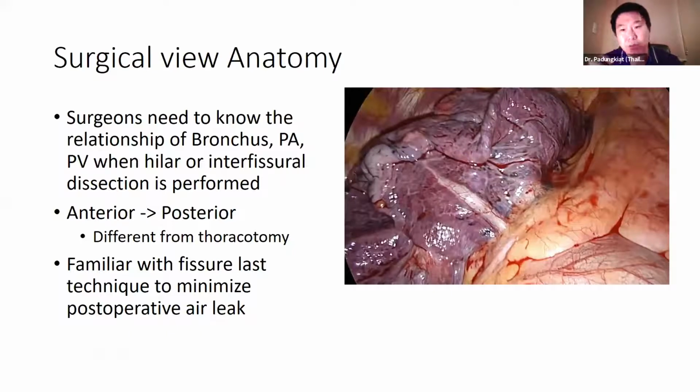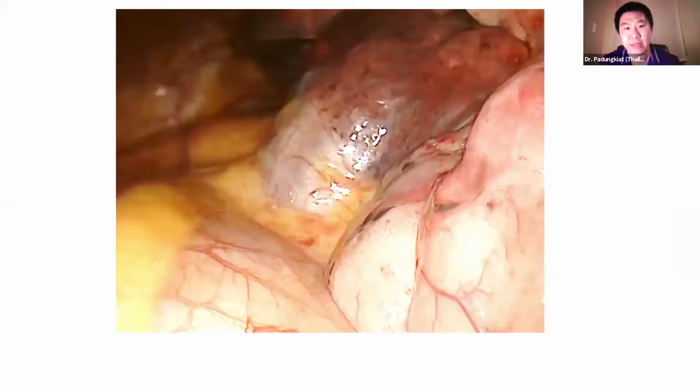Okay, so you as a surgeon need to know the relationship of the bronchus, PA, and PV when you do the section around the hilar or in the fissure. So when you do a VATS or robotics, the view is different, especially if you're doing portal, because you're going to view from front to back only, okay? And you need to be familiar with the fissure last technique to minimize the post-operative air leak.